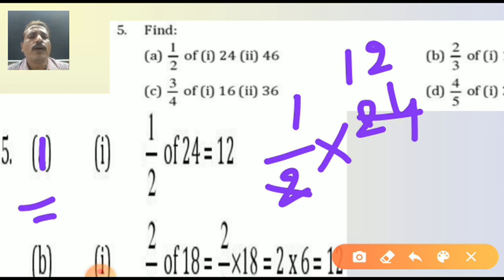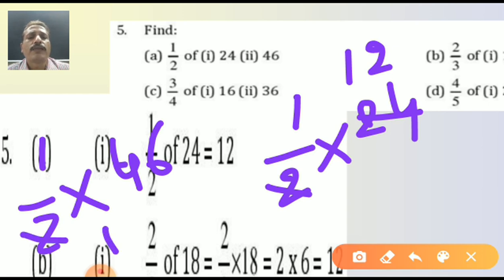Look at the second one. 1 by 2 of 46 means multiply by 46. 2 1s are 2 and 2 23s are 46. So second answer is also 23. Understood? You can check yourself. Yes.